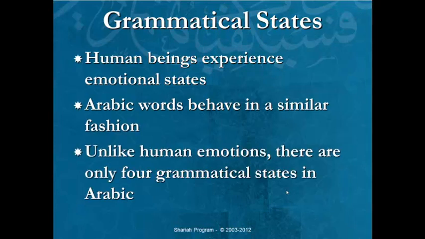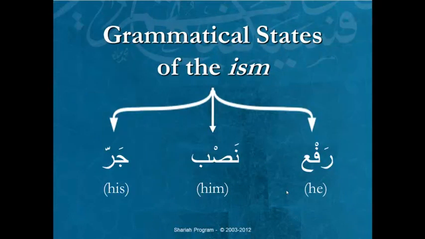And unlike human emotions, which are endless, the grammatical states in Arabic total only 4, and from those 4, we're focusing on 3 of them. These are the 3 that the ism experiences, and the 3 correspond to 3 English pronouns. So here are the names of the states: Rafa, Nasab, and Jar. Rafa corresponds to he, Nasab corresponds to him, and Jar corresponds to his.